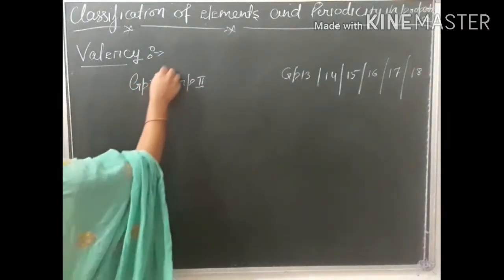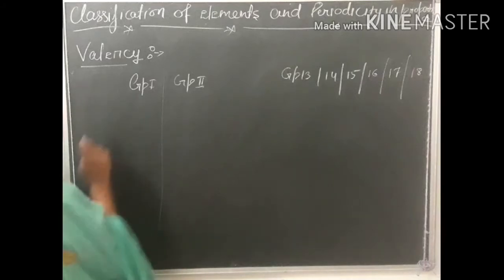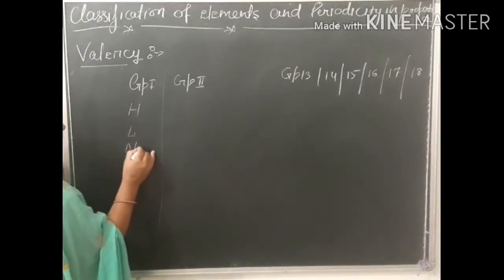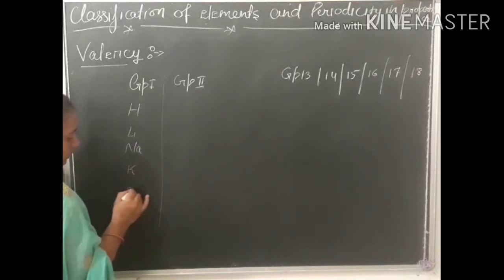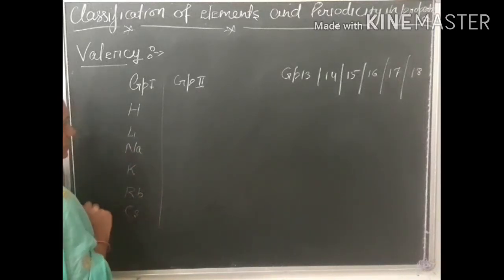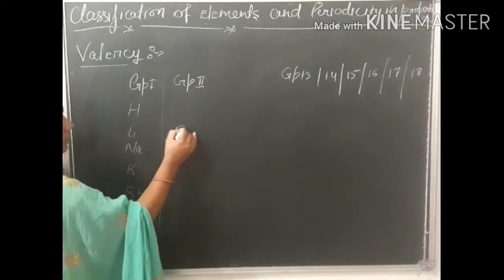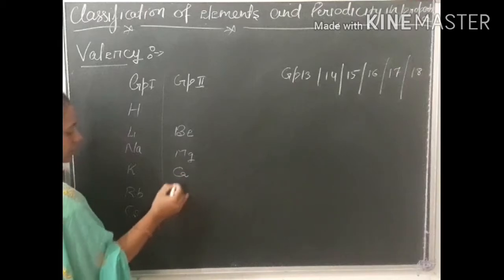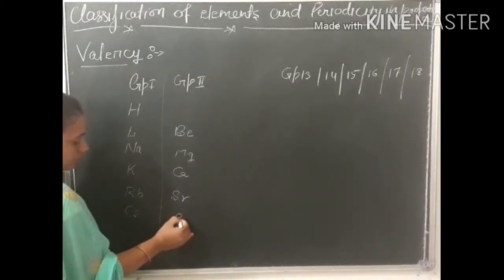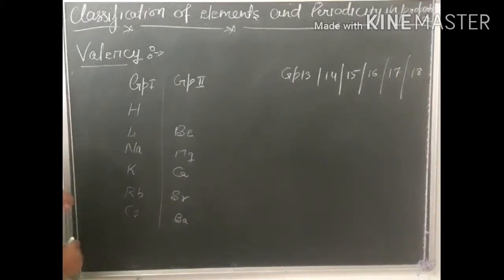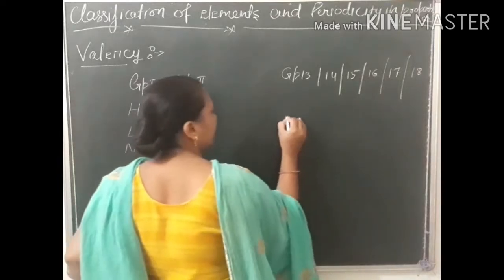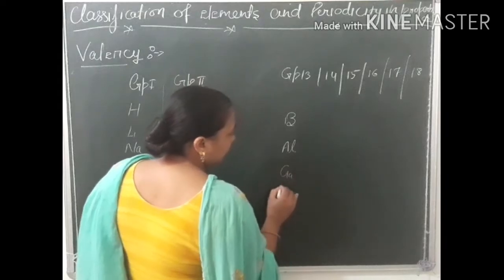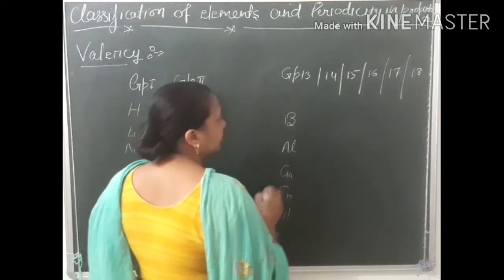Now here in the first group the elements are hydrogen, lithium, sodium, potassium, rubidium and cesium. And in group second, beryllium, magnesium, calcium, strontium and barium. In group 13, boron, aluminium, gallium, indium and thallium.